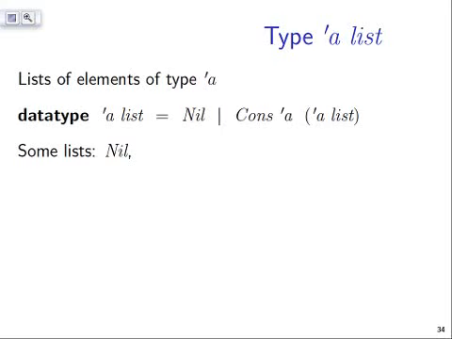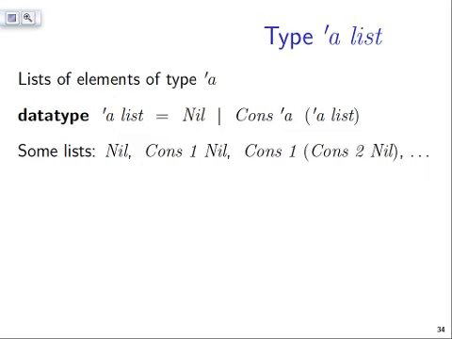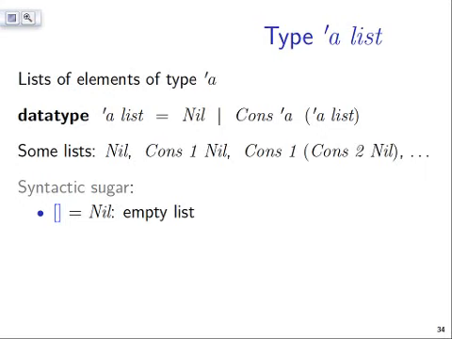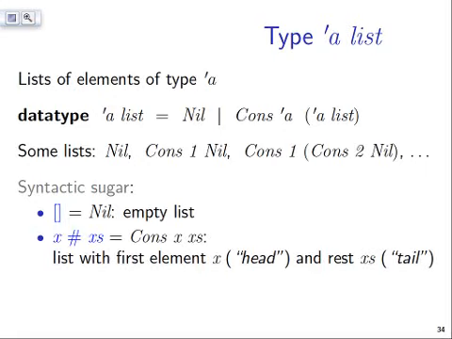Yeah, so here are some lists. Of course, you start off with nil, then you can make a cons of some element and nil, meaning a one-element list, or a cons of one element and another element and nil. In this case, as elements, I've chosen numbers, and so on, so you get longer and longer lists. And then there is syntactic sugar, like in programming languages. If you write this, it's just a shorthand for writing nil, the empty list. And if you write this, x hash xs, that's a shorthand for cons x xs.